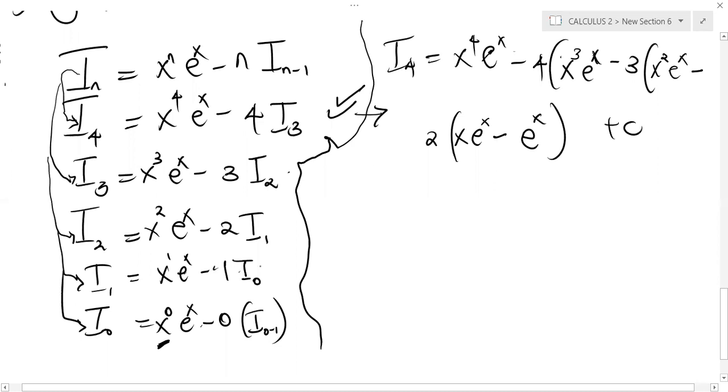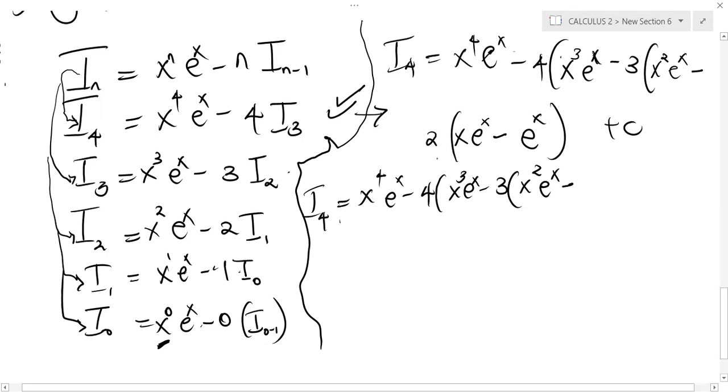So simplifying this, we have our I4 being equal to x raised to power 4 exponential x minus 4 into x cubed exponential x minus 3 into x squared exponential x minus, so let's open this bracket up. So this is minus 2, minus 2x exponential x, minus will give me plus 2 exponential x. Then we have plus c.